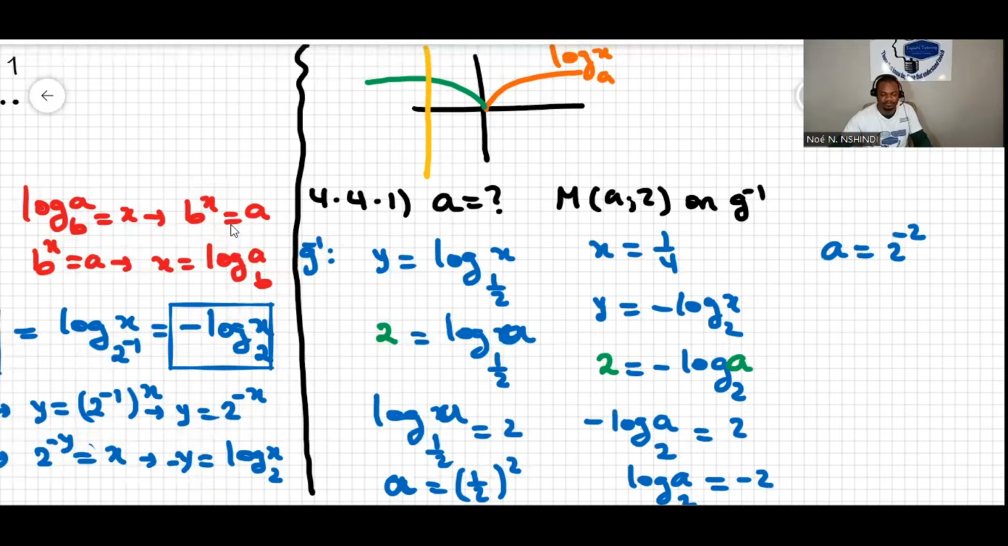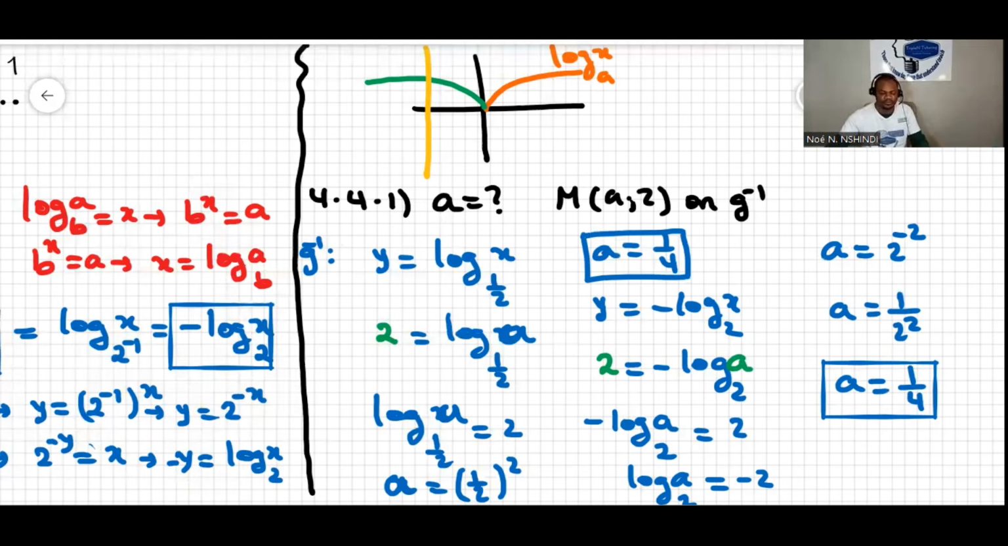A would be B to the power of X, so A here. And then this makes A equal to 2 to the negative 2, which is the same thing as 1 over 2 to the power of 2. And then 2 to the power of 2 is just 4. So A is equal to a quarter.